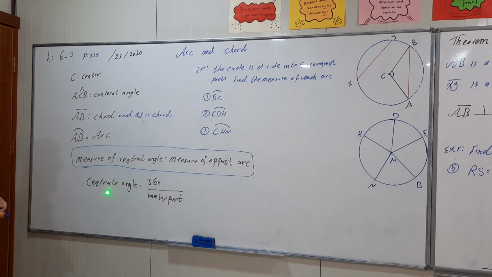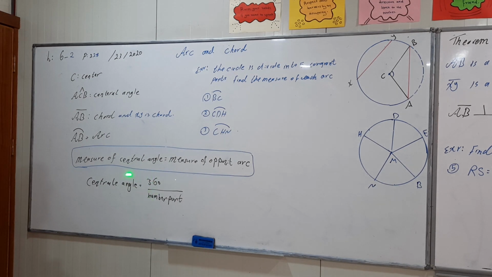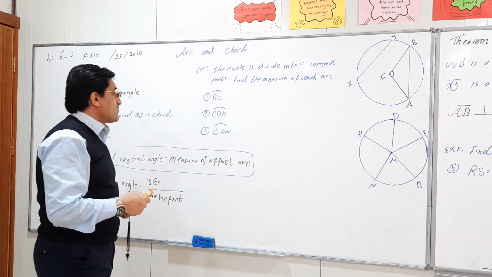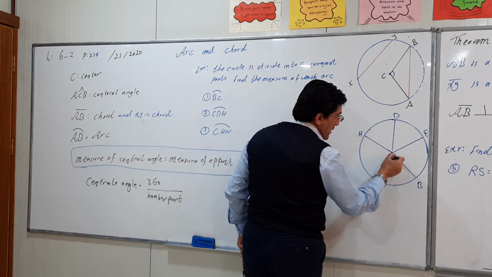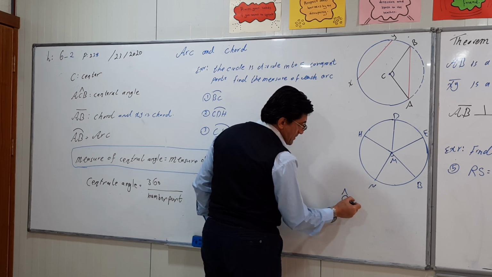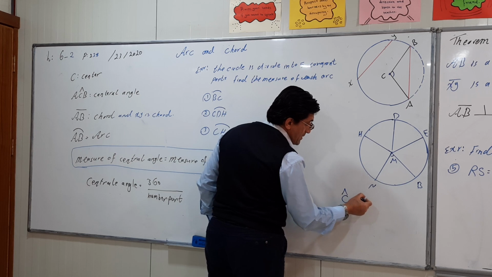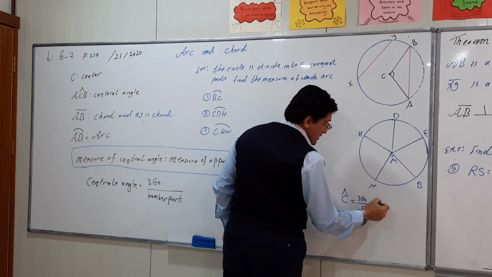Of course, in the last lesson, in chapter 5, you learned how to find the central angle of regular polygons. Central angle equals 360 over number of parts. For example, this circle is divided into 5 parts, so 360 divided by 5. Now, how can we find the measure of arc BC, arc CDH and arc CH? First of all, find the central angle. One central angle equals another central angle. The measure of central angle equals 360 divided by 5, equal to 72 degrees.